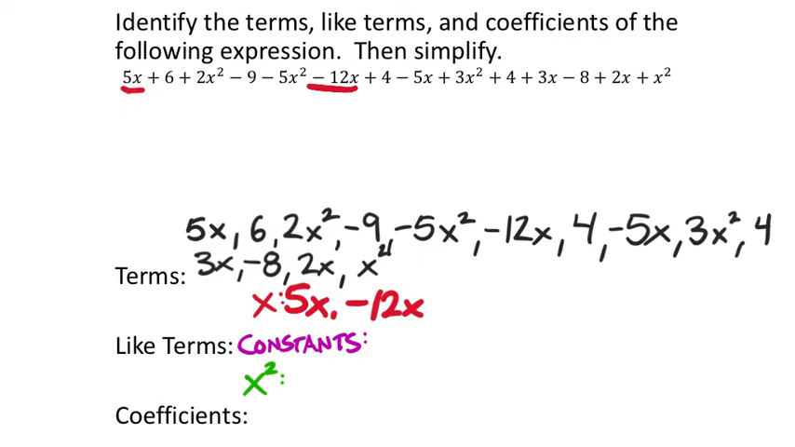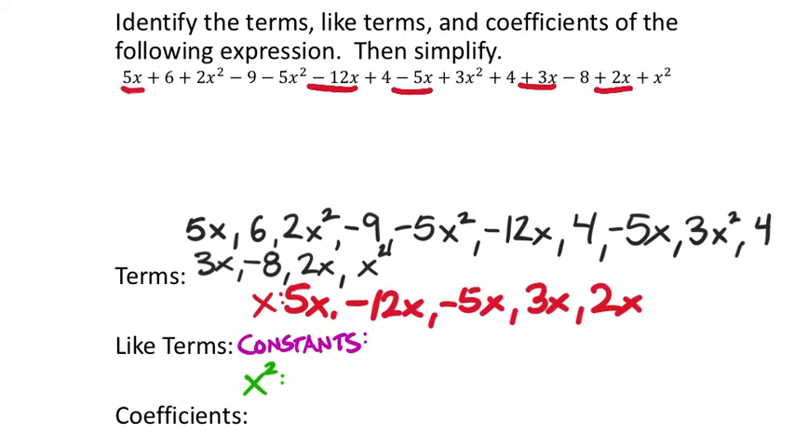Continuing to scan this, I got a +4, and then I have this -5x, which is a like term. Then we got a +3x squared, +4, and yep, another x, +3x. And then -8, and then another like term with the x's, +2x. And then the last term there is an x squared, so that's not a like term because of the exponent.